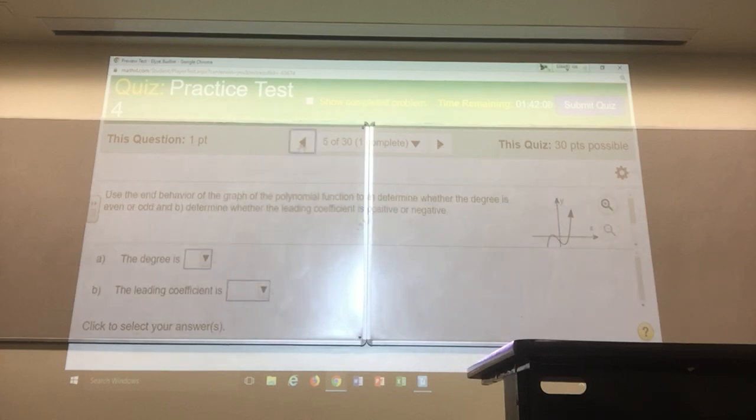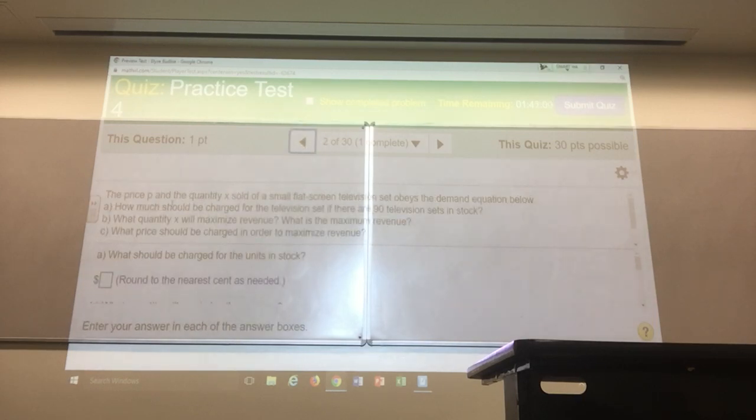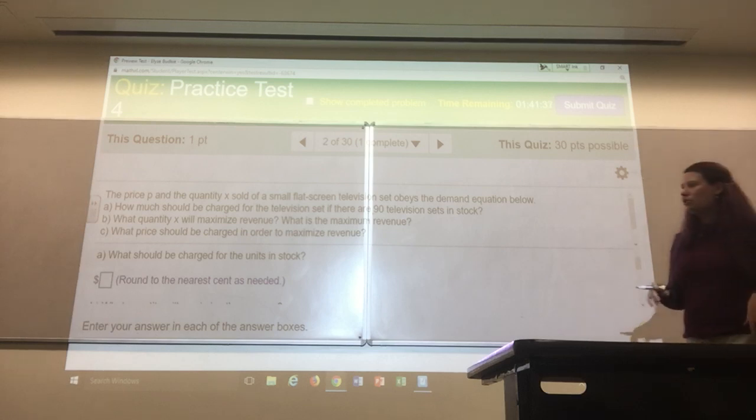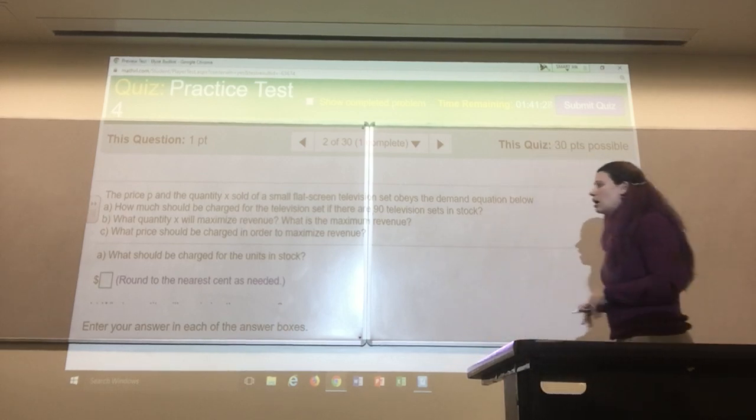I think it had all the top 3, to scroll down. A, B, and C. No, the questions are listed right here. It's how much should we charge, maximum revenue, maximum revenue, a whole bunch of revenue. I mean, it gives us stuff, but it doesn't give us profit or cost. That's not on there. I can write out the connections after we go through this problem. How about that? Okay, so how much should be charged for the television set if there are 90 in stock?